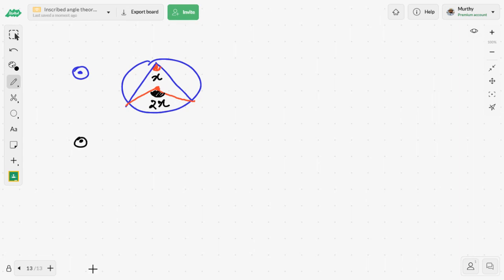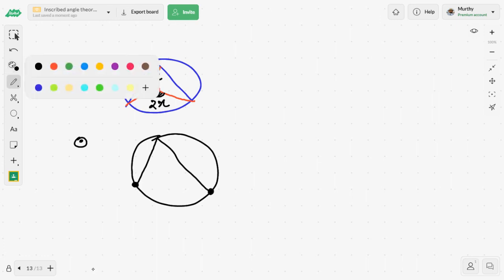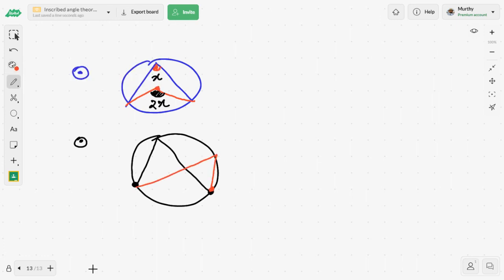The second point is, if you are given a circle and two angles are standing on the same segment, meaning both have the same starting point and ending point, then we say that these two angles are equal. Okay, that's it from me for today's class.